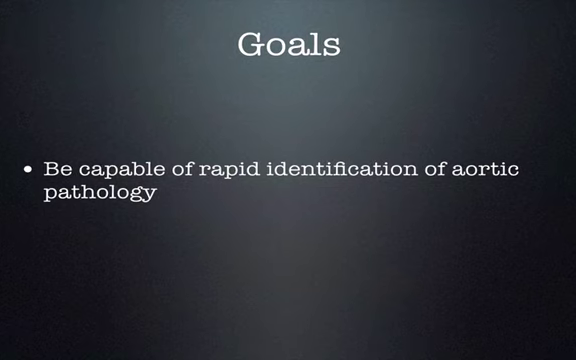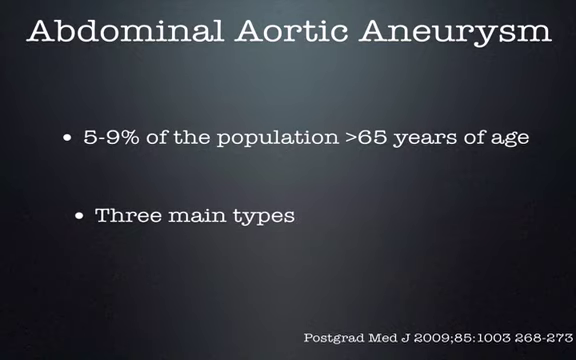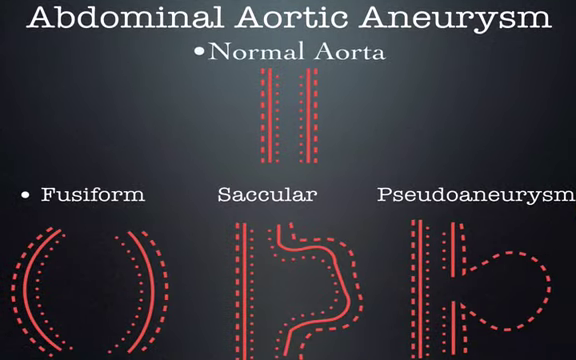Well, first let's talk about some of the basics of abdominal aortic aneurysm. It affects 5 to 9% of the population greater than 65 years of age. And there's three main types. At the top of your screen, you can see a representation of a normal aorta. And it's intended to indicate the three different layers with the intimal layer, the tunica media, and the adventitial layer.